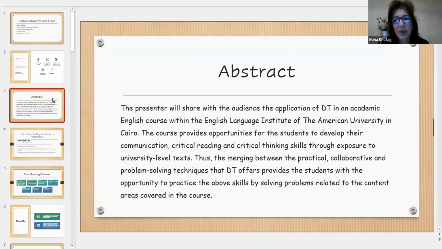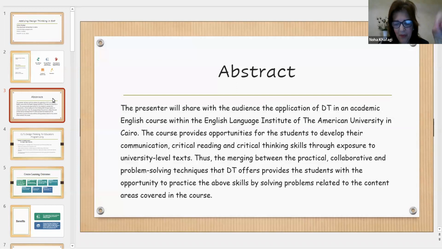You are going to listen to some technical terms that are going to be explained later on in the presentation. So with design thinking, you work with a problem, or we call it a challenge, and you redefine and create innovative solutions to this problem. And then you prototype and test this challenge, all right?